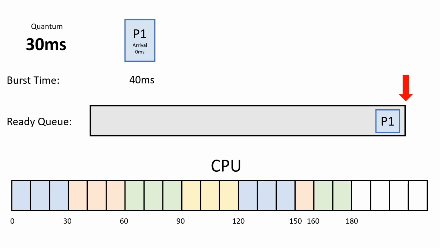Now P1 is the only process in the ready queue. It gets the CPU directly and can use up its whole quantum. After P1 depleted its quantum, it is not preempted and sent back to the ready queue, since no process is waiting there. So P1 can work 10 more milliseconds until the job is done.